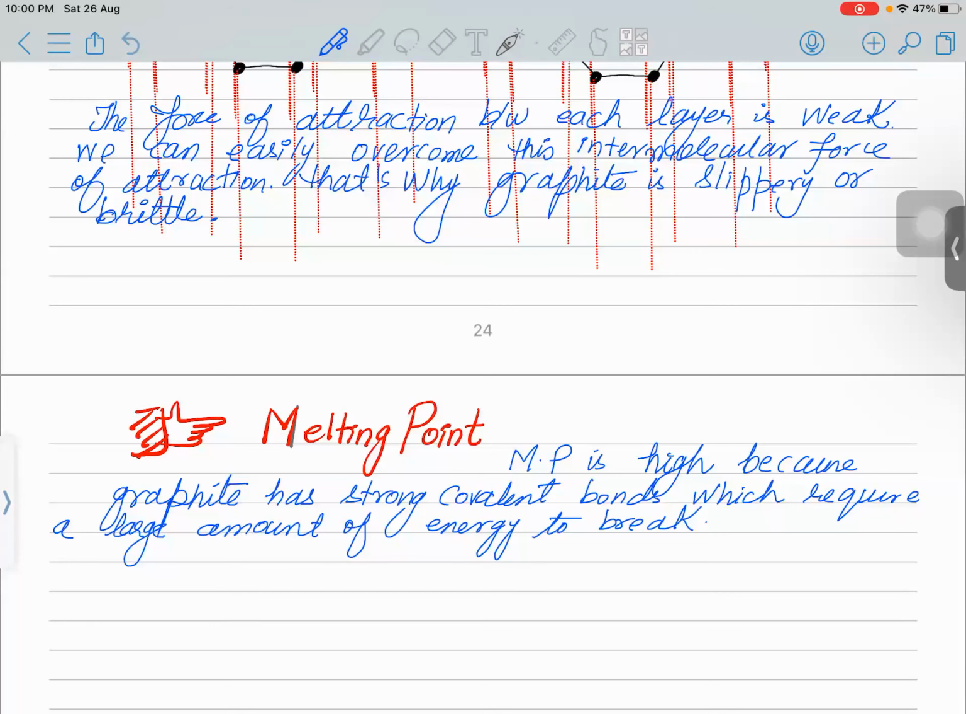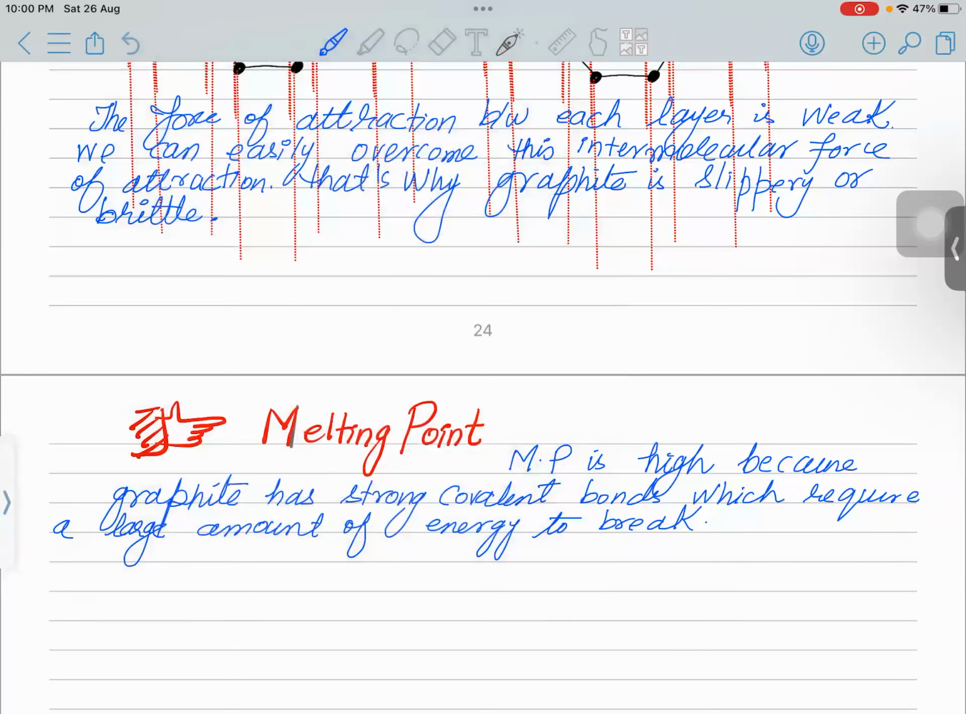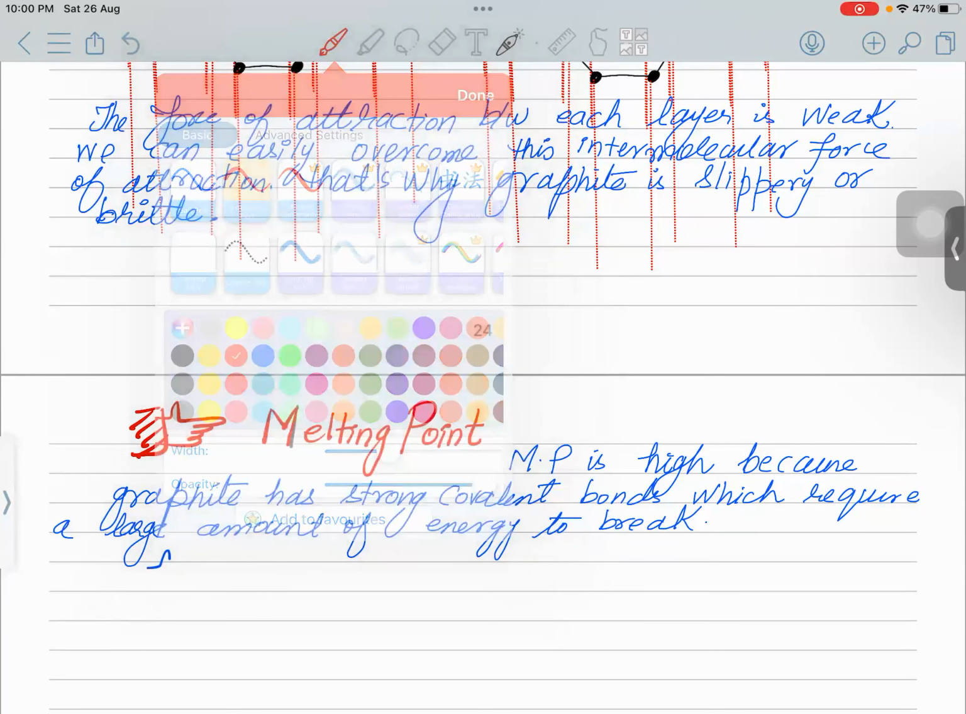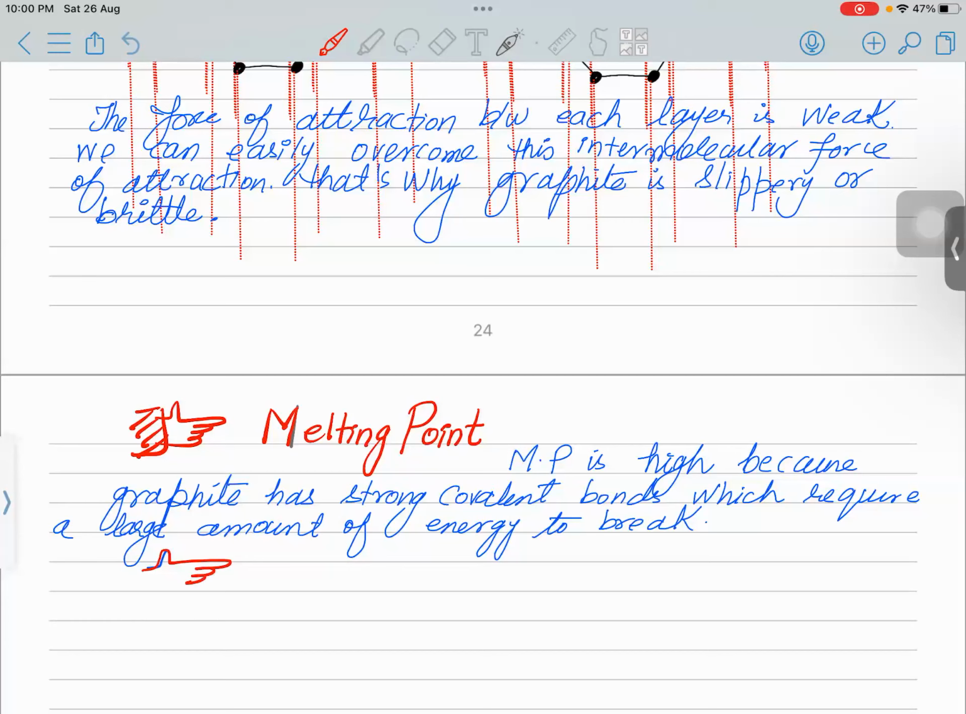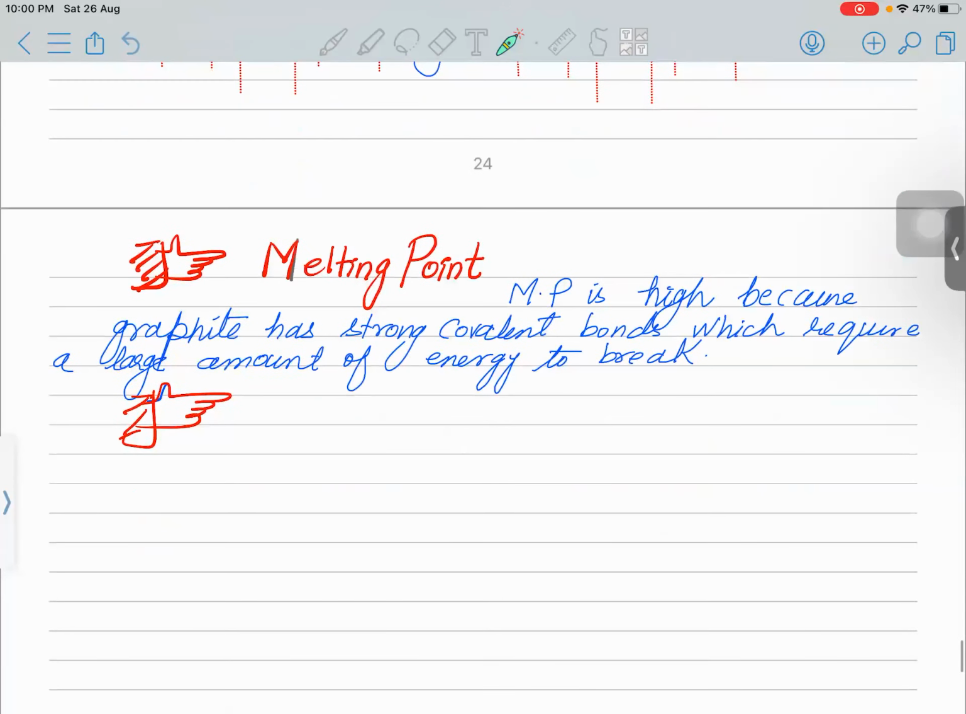Now next is solubility. Sir, graphite has a lot of covalent bonds. Yes, you know that throughout the structure we have many covalent bonds, right? These black lines indicate them. This is a covalent bond, this is a covalent bond, and so on. So a lot of energy is required to break these covalent bonds. That's why graphite has a high melting point.